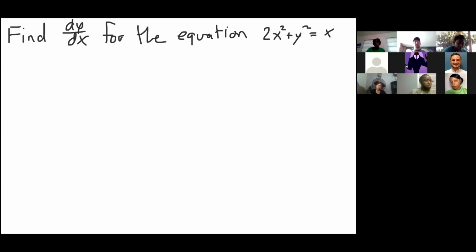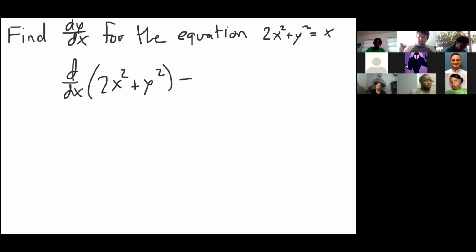Again, the idea here is we're taking the derivative with respect to x of both sides of the equation. And whenever I'm not taking the derivative with respect to x, I've got to make sure I apply the chain rule, because we're always just assuming that that variable has some relationship to what we're taking the derivative of. So take the derivative with respect to x of both sides of my equation. I have the derivative of 2x squared plus y squared is equal to the derivative with respect to x of x.